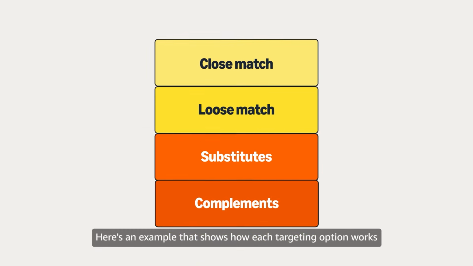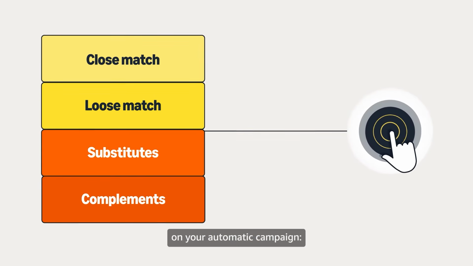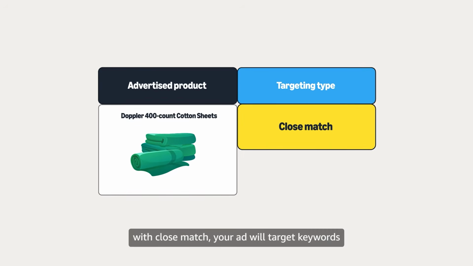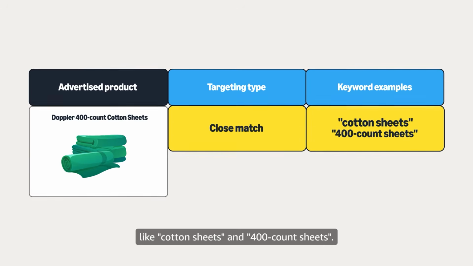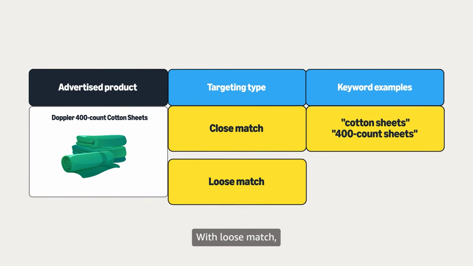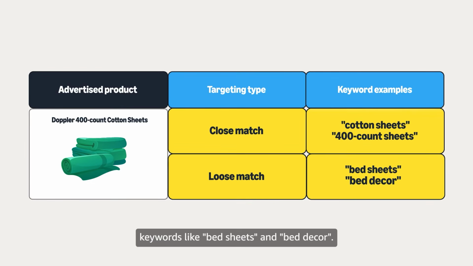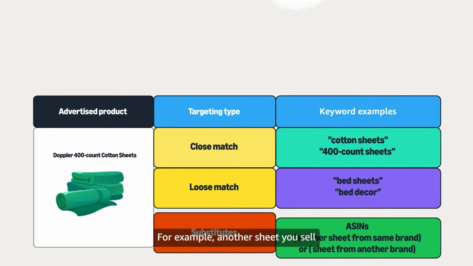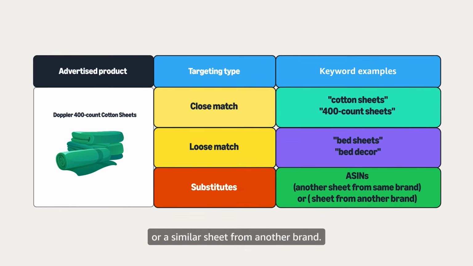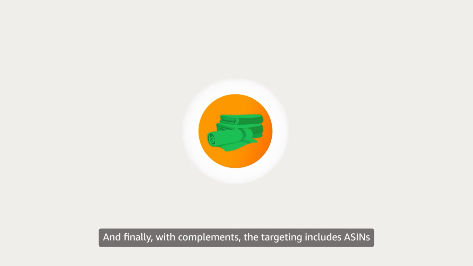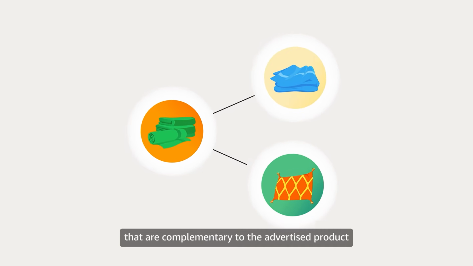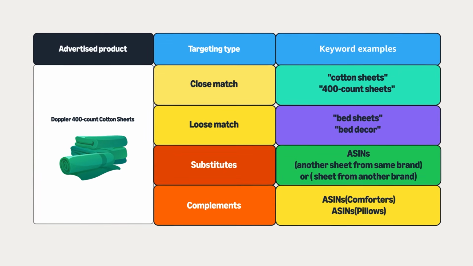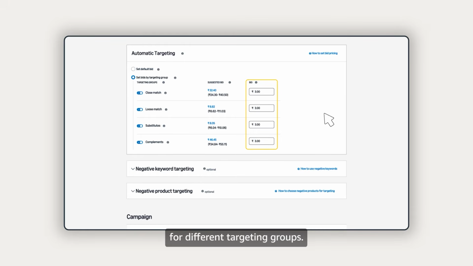Here is an example that shows how each targeting option works on your automatic campaign. If you are advertising the Doppler 400 count cotton sheets with close match, your ad will target keywords like cotton sheets and 400 count sheets. With loose match, keywords like bed sheets and bed decor. With substitutes, your targeting will include ASINs that are similar to yours. For example, another sheet you sell or a similar sheet from another brand. And finally, with complements, the target includes ASINs that are complementary to the advertised product like comforters or pillows, since those are complementary to the sheets. Please note that you can define different bids for different targeting groups.